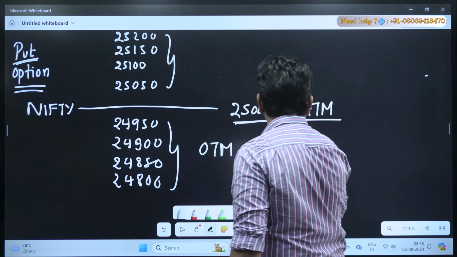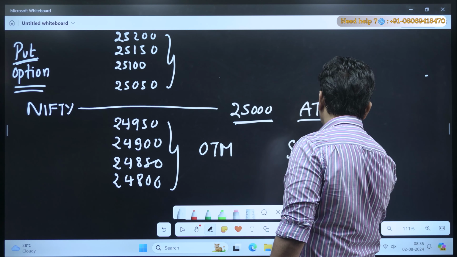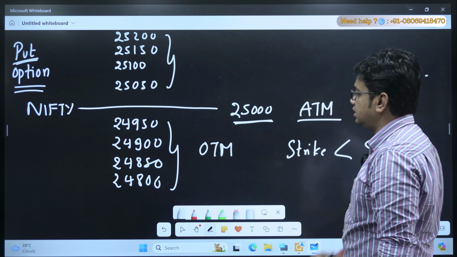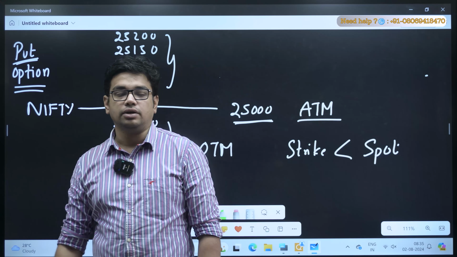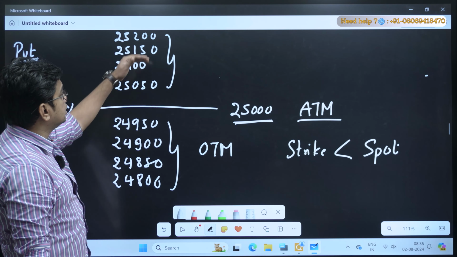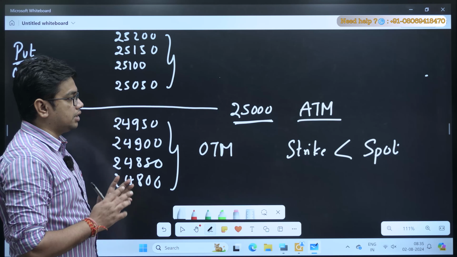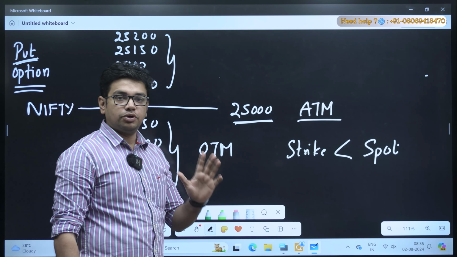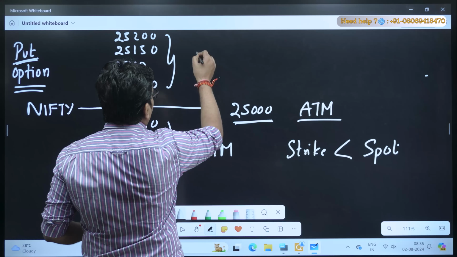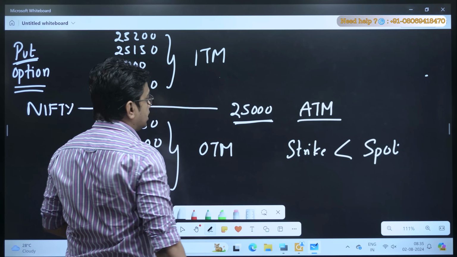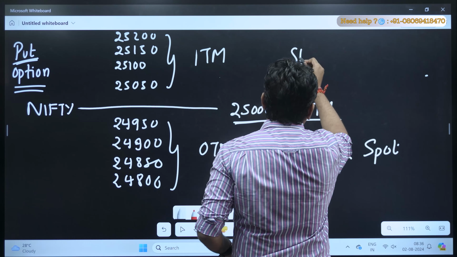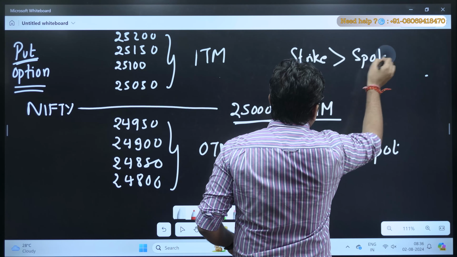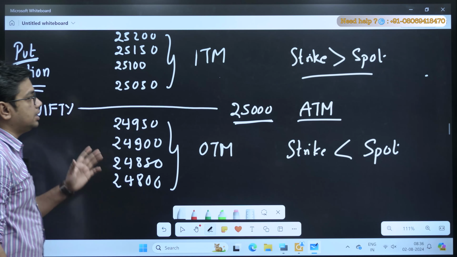So, here when the strike is lesser than spot, it is known as the OTM option in the put category. Here this price has already been achieved for the OTM in the put category. When the strike price is greater than the spot price in the put category, it will be known as the ITM option. So, here the strike will be greater than spot, hence it will be considered as the ITM option.